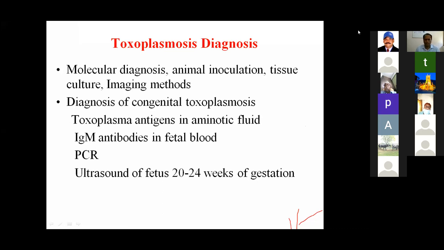Toxoplasma antigen in the amniotic fluid. Actually, nowadays, when any pregnant woman goes to the hospital, she is asked for a toxoplasma test. The TORCH test, they say. T stands for toxoplasma in that case. Toxoplasma is the first out of the other 5-6 diseases. They test for it. If IgM antibodies are found, that means the infection is recent, and IgG indicates an older infection. PCR we can use. Ultrasound we can use at 20 to 24 weeks of gestation.